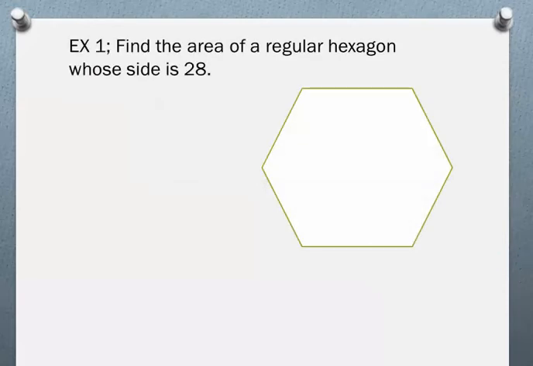We're going to take a look at 3 quick examples. The first one is we're going to find the area of a regular hexagon whose side is 28. So to find the area, we'll do half times A times P. Right away, we'll know that the perimeter will be 168 because it's a hexagon, so we'll do 28 times 6, and that will be 168.